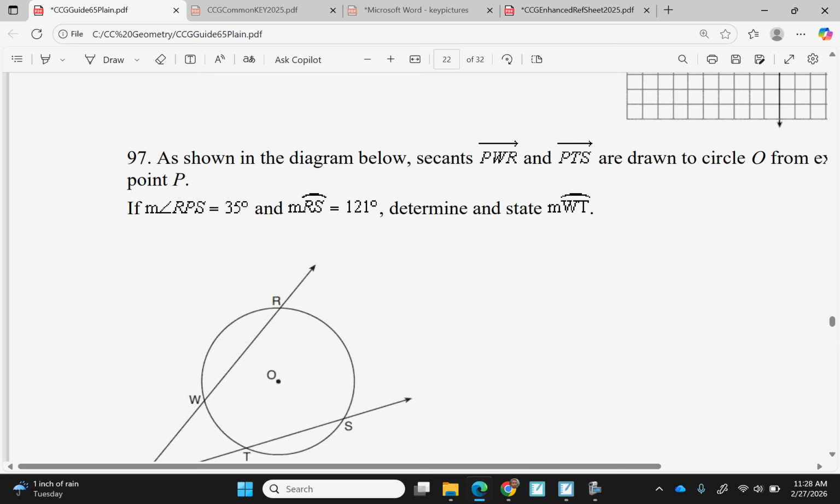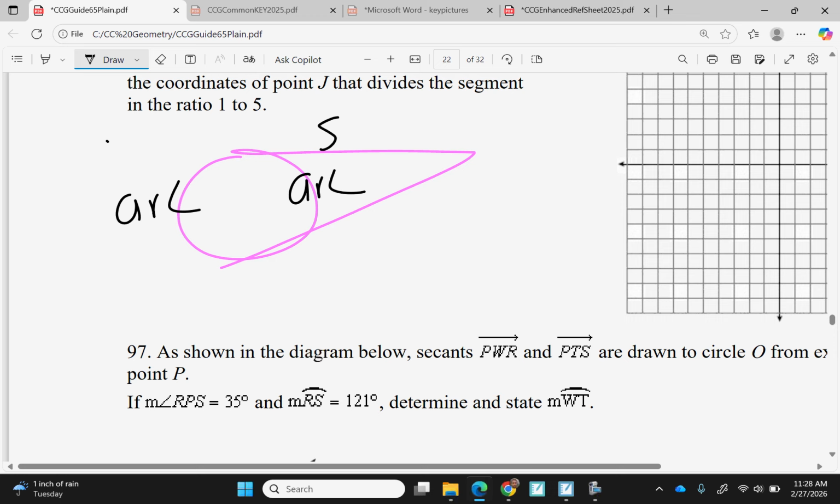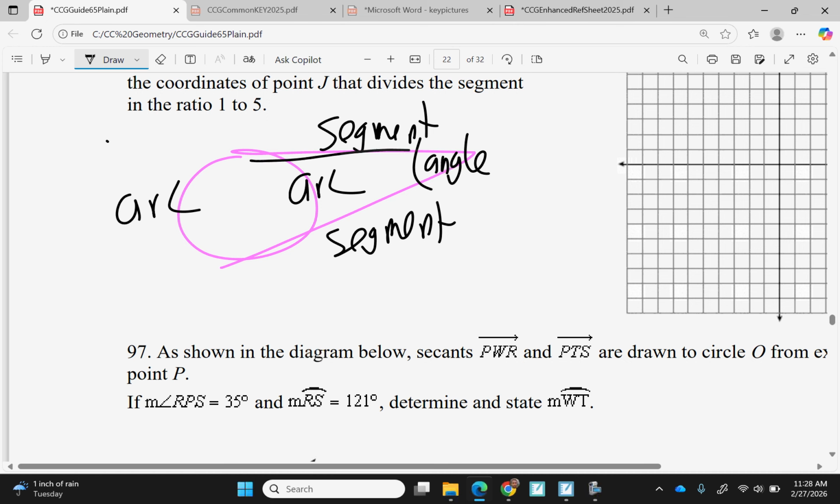So first of all, let's talk about vocabulary. Arc, arc, segment, segment, angle. So when I say arcs and angles or segments, that's what I'm talking about. All right, this is a segment, this is a segment, this is a segment, this is an angle, this is an arc, this is an arc.